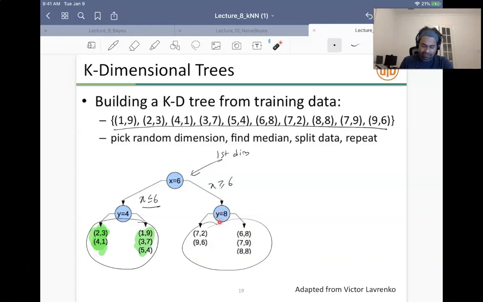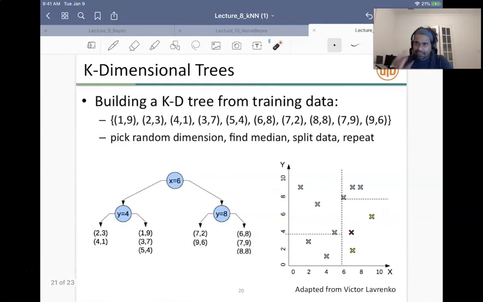Similarly, I split this with y equal to 8. This is with y less than 8, and this is with y greater than 8. I can do this by finding the median. Figuratively, what's going on is that I'm taking my data set and splitting it into all of these regions. This region here corresponds to, I believe, this one, which is 2, 3, 4, 1.